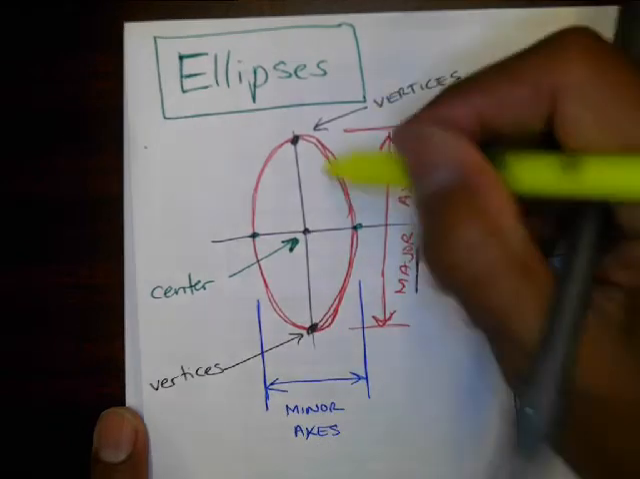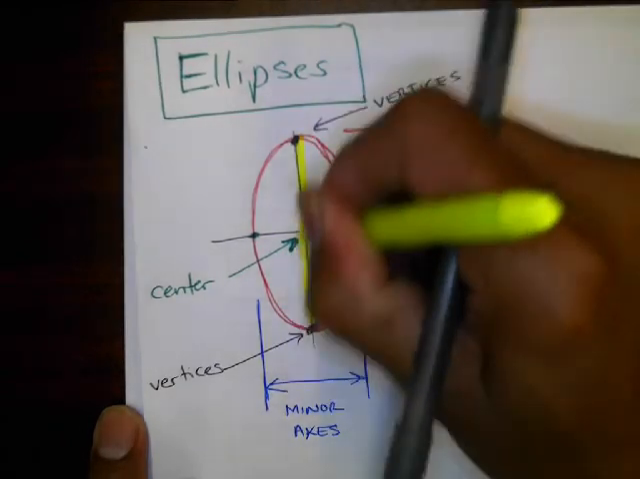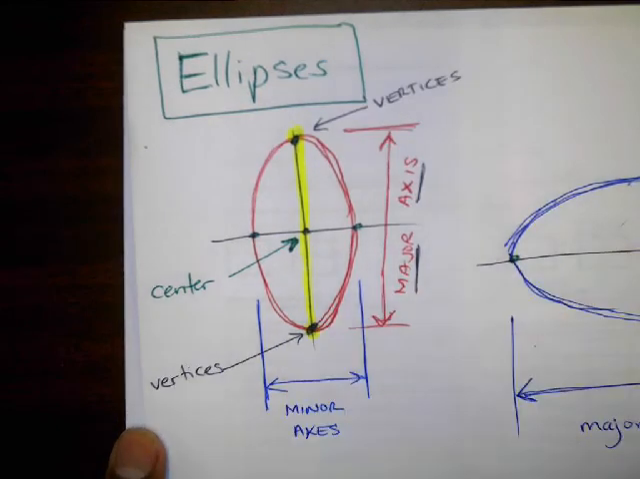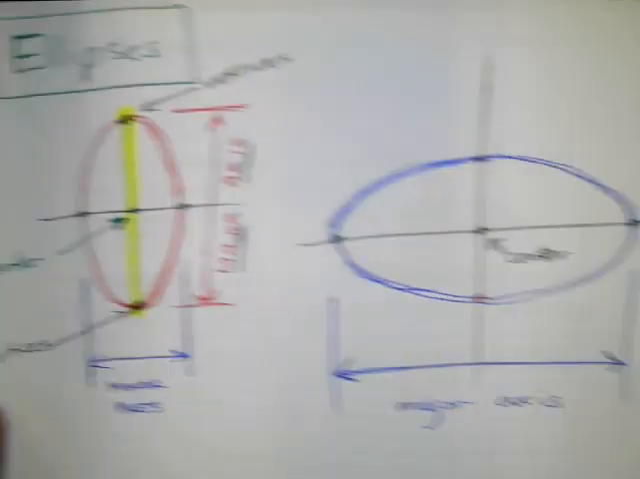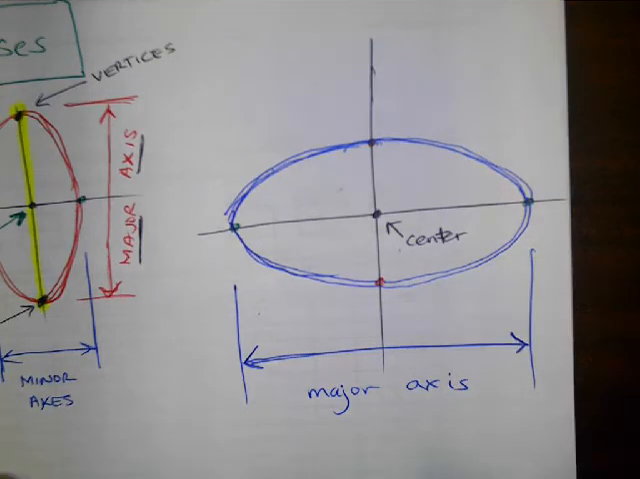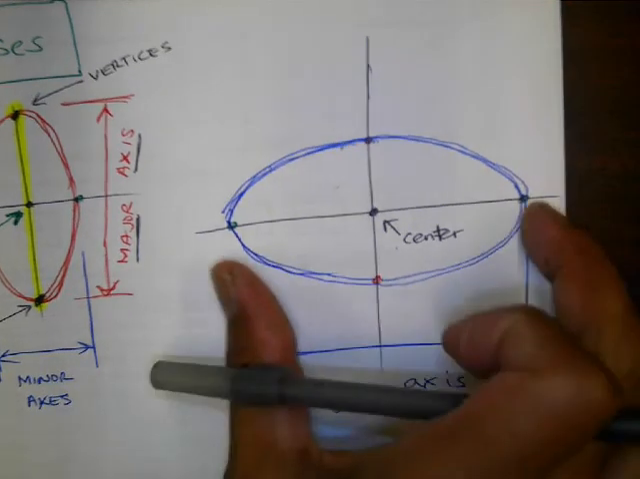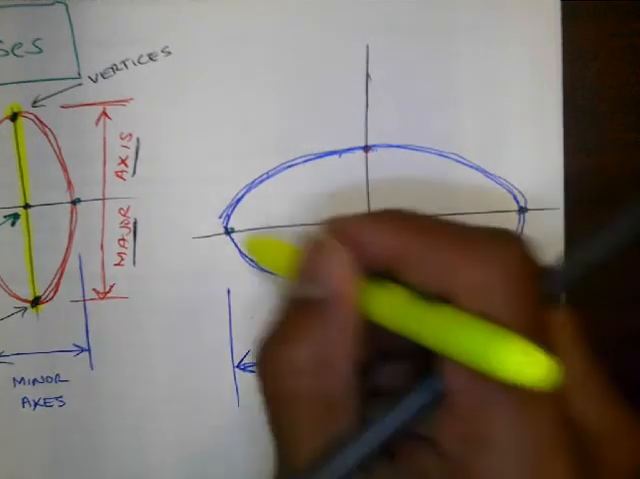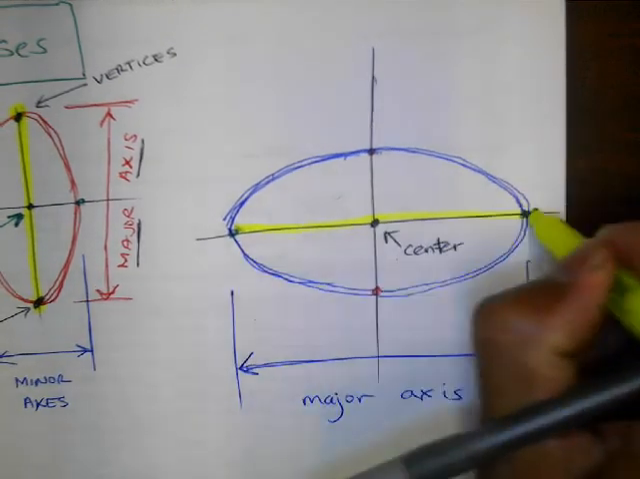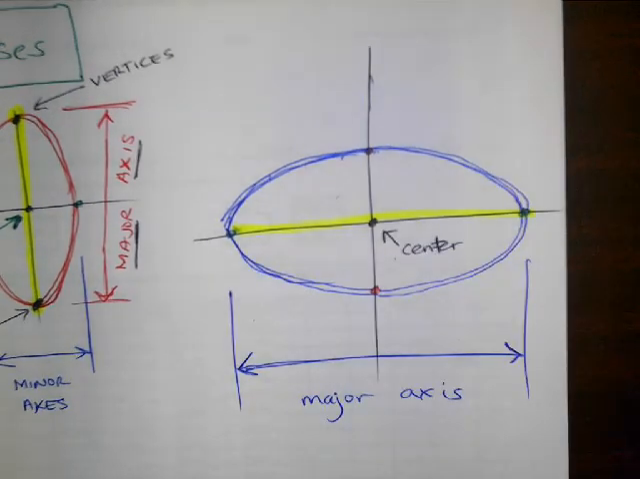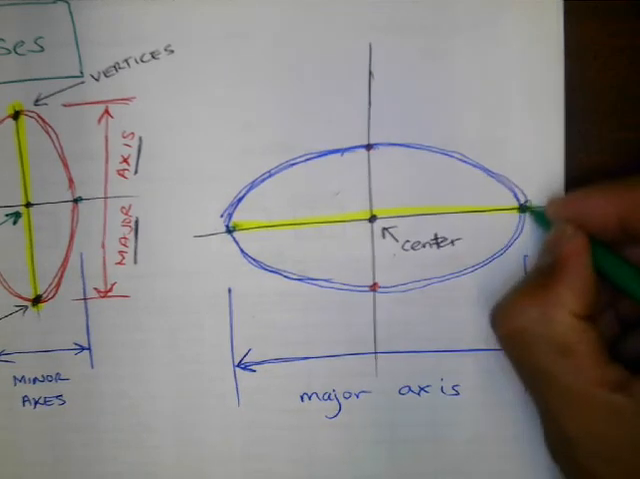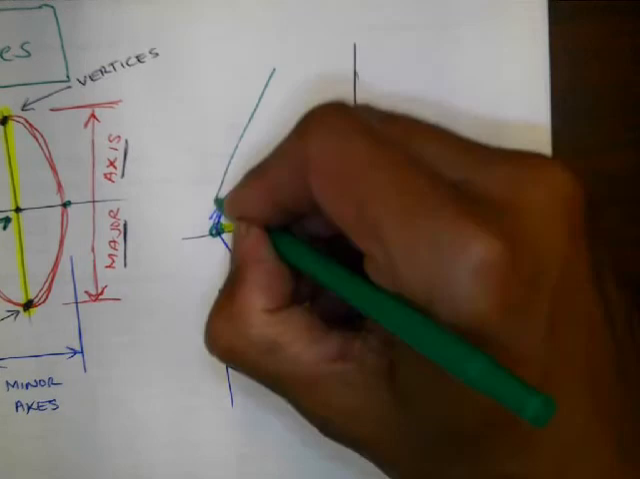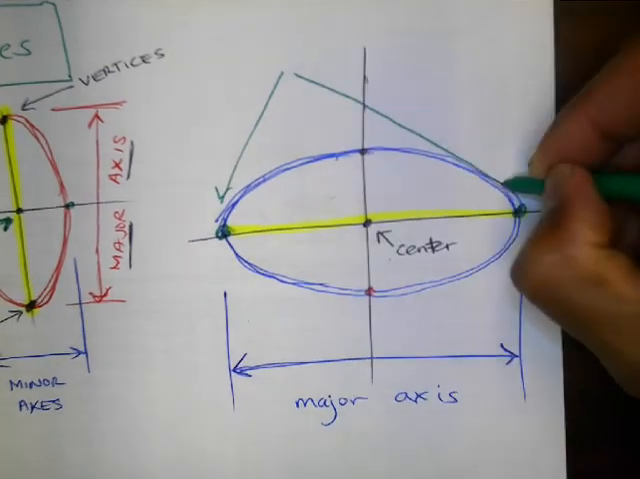Let's go back to this one. This one, the major axis was this way. See, it's longer this way. So the vertices are here. So when the ellipse is stretched out this way, the major axis is horizontal. Then this is the major axis. So it means that this will be the vertices, this one here and this one here. Right, these will be your vertices.